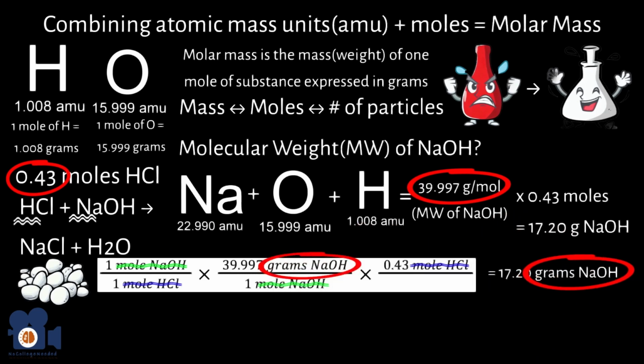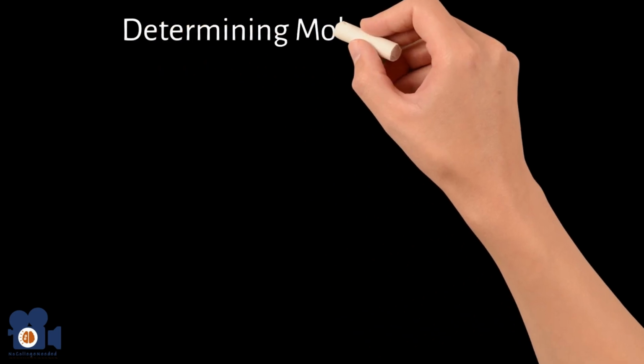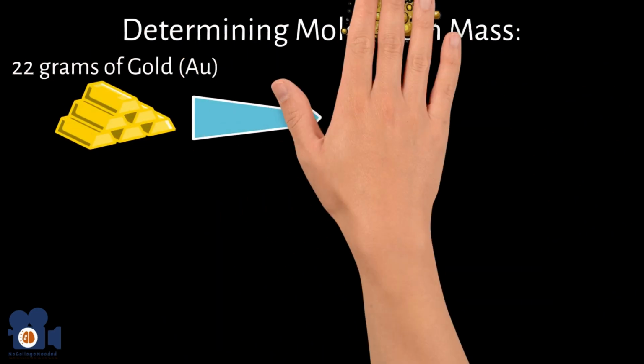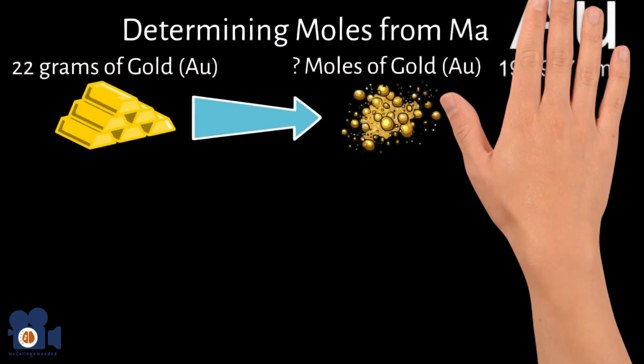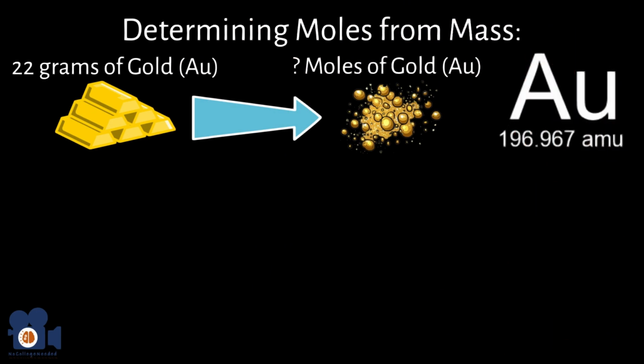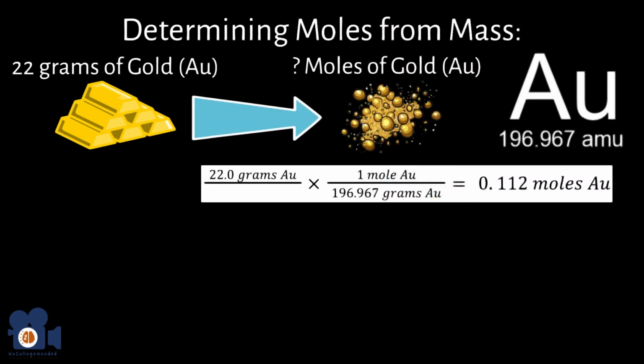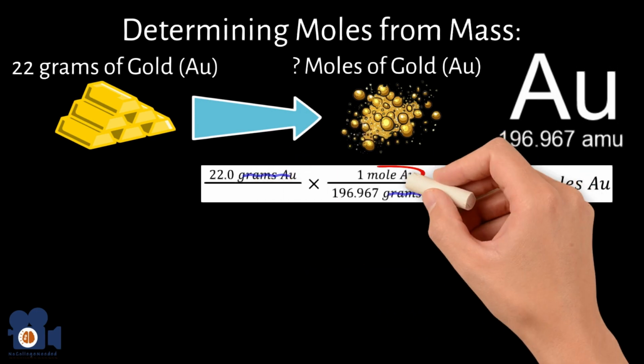An example of determining moles from mass is as follows. You have 22 grams of gold, Au, and you want to convert that to moles. Looking at the periodic table, the molecular weight of gold is 196.967 grams per mole. Using dimensional analysis, once again, the equation is 22.0 grams Au times 1 mole Au divided by 196.967 grams Au equals 0.112 moles Au.